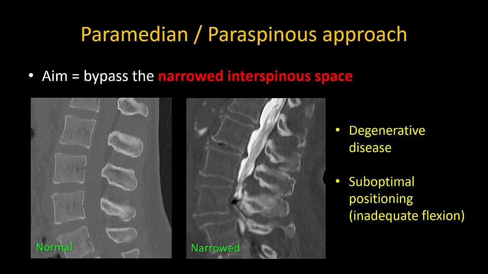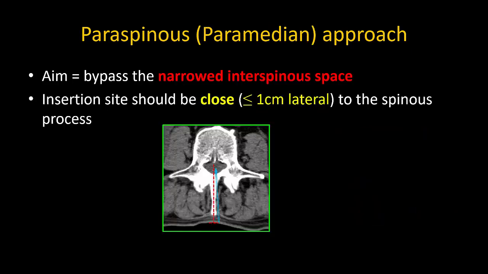Narrowed interspinous spaces are usually the result of degenerative spine disease, inadequate lumbar flexion, or both. A classic example of this is the elderly hip fracture patient. Because the aim is to merely bypass the interspinous space, the needle should be inserted very close to the spinous process. This is why I prefer the more descriptive term paraspinous to paramedian. As you will see, this vital step simplifies the three-dimensional triangulation process that causes most of the difficulty with this approach.